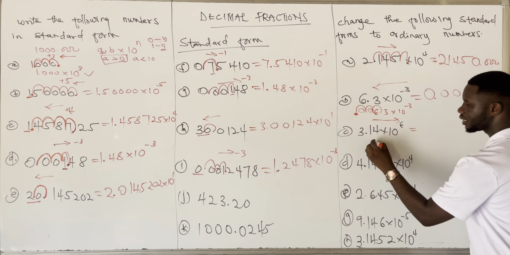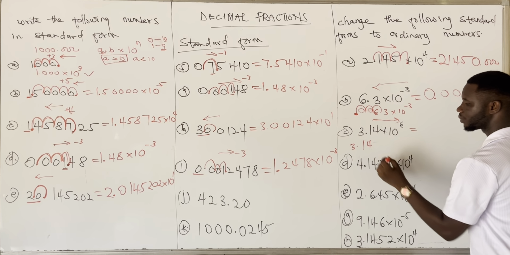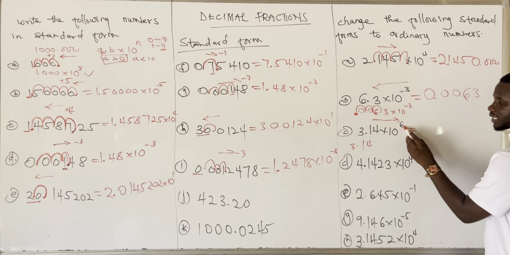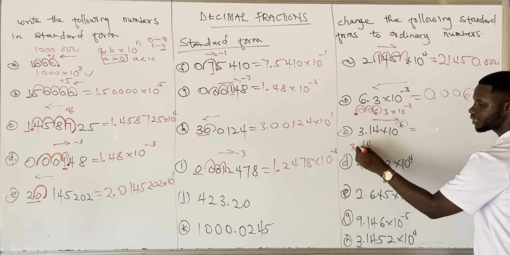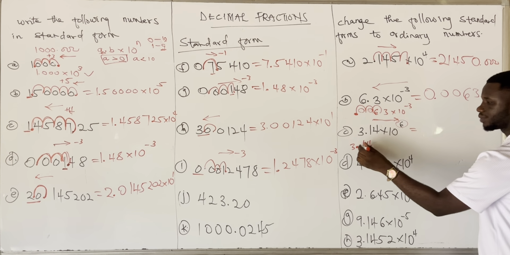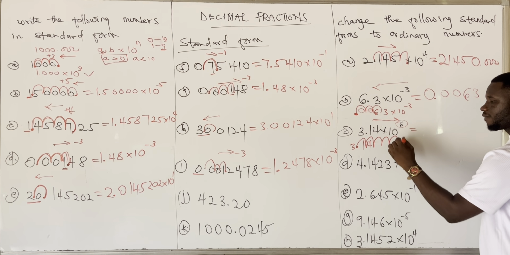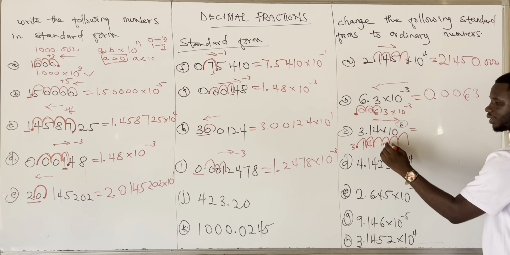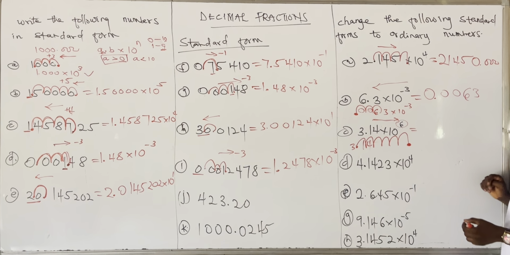So let's write our 3.14. Now, how many times are you supposed to move? 6 times. You have a power of 6, so you are going to move 6 times. The point from this side, 6 times. So you have 1, 2, 3, 4, 5, 6. So now we have the point over here.